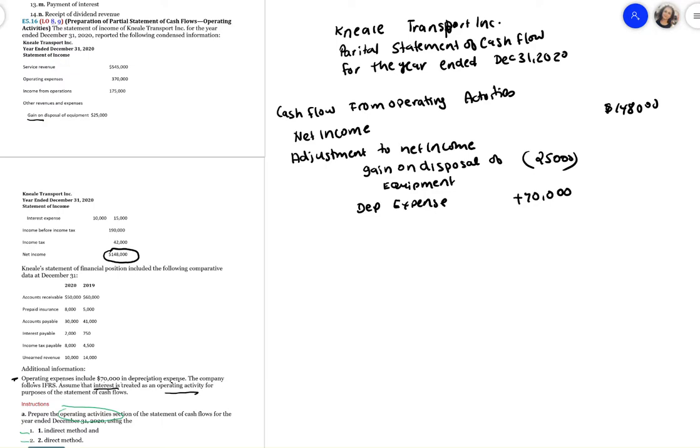After that, the reason why they don't want us to do the full statement is, if you look at it, there's no cash, so we don't know what we're balancing to at the end. So that's another reason why they don't want us to do a full statement.